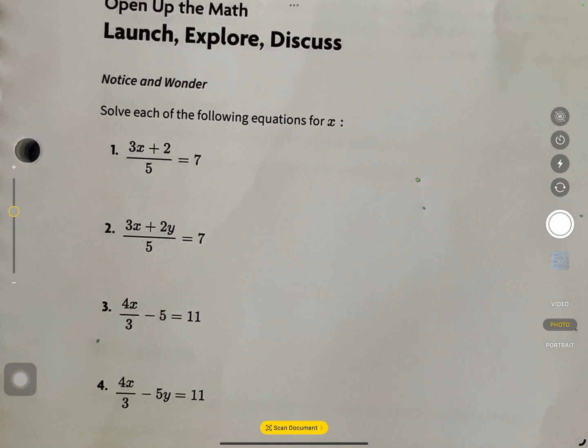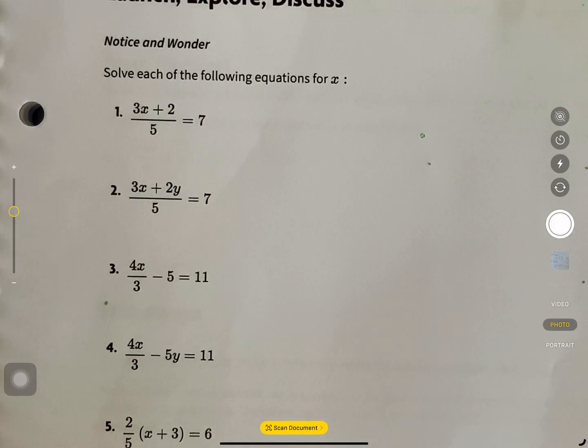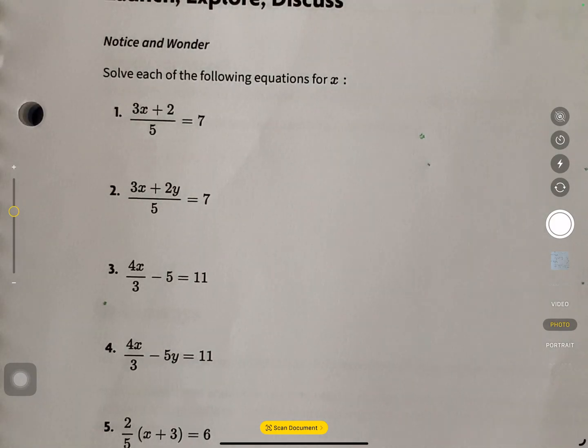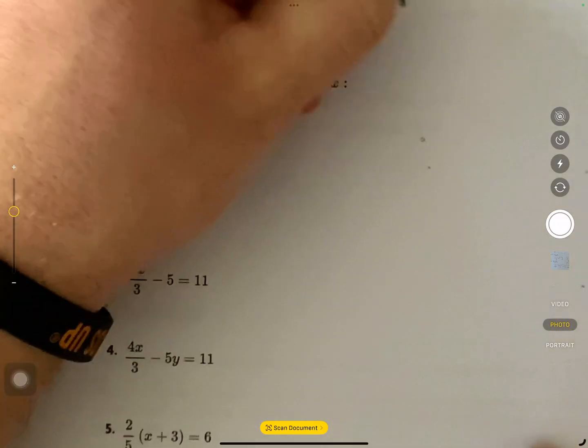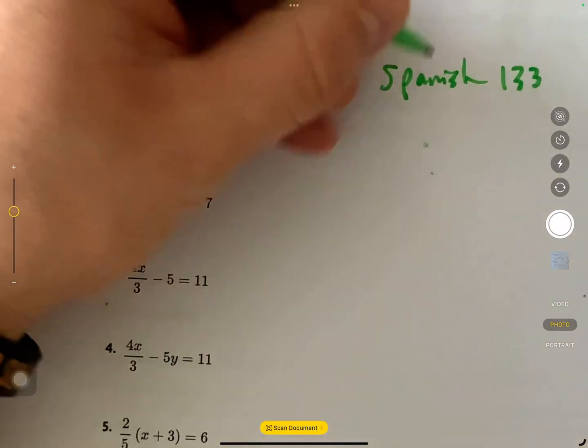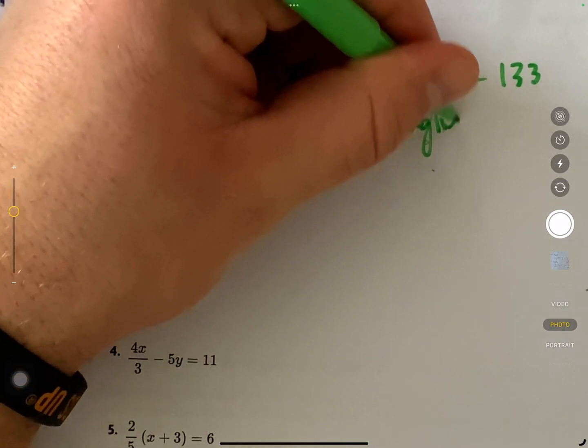Let's go on to lesson 3 if we have time. Let's do some of these equations together. Okay, page 107 for English, and Spanish is 133.